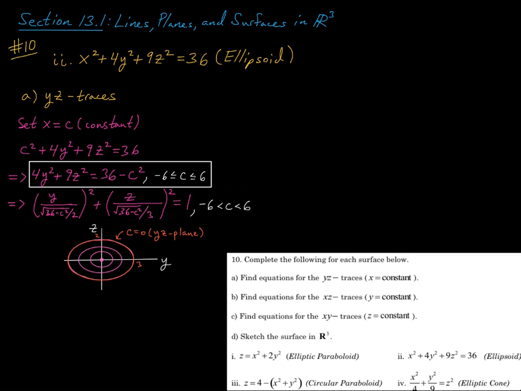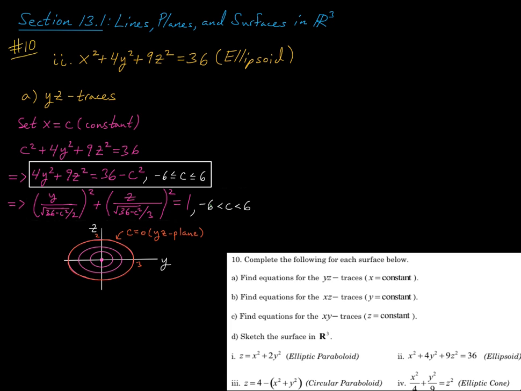Okay, so if I go ahead and divide both sides by 36 minus c squared, I recognize this equation as the equation of an ellipse. It looks a little messy here, but it's y over the root of 36 minus c squared over 2. That over 2 comes from the fact that there's a 4 there in front of the y squared, plus the quantity z over the root of 36 minus c squared all over 3. Again, that 3 is coming from this 9 here. So that quantity is squared, and that sum is equal to 1.